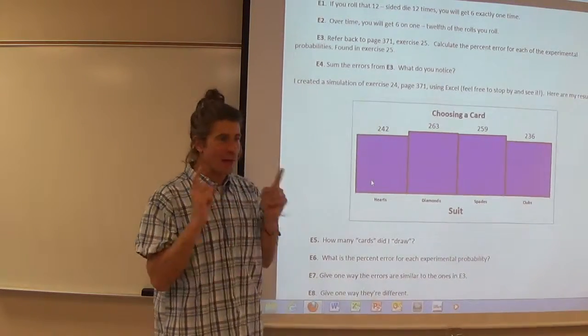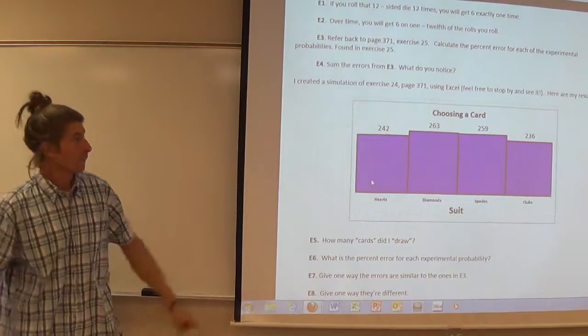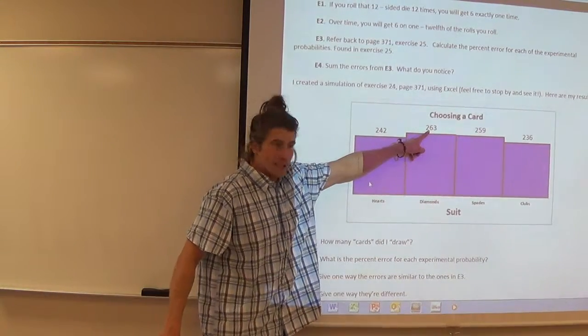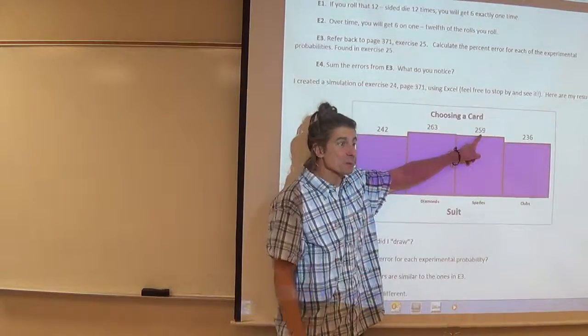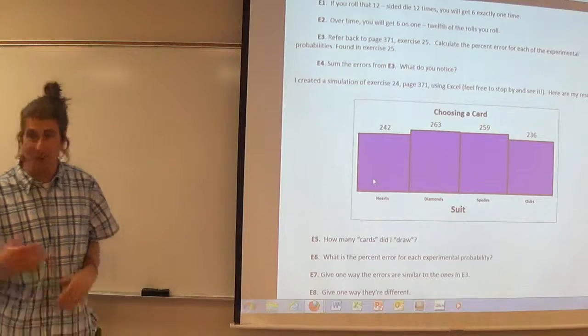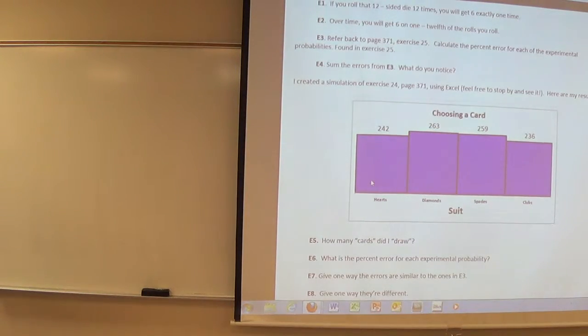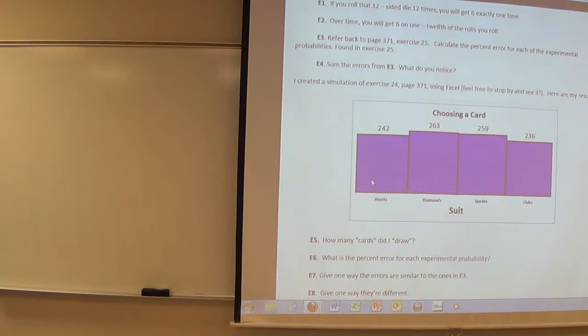But in my experiment, 242 out of 1,000, which is 24.2%, pretty close to 25%. 26.3%, pretty close to 25. Almost 26%, pretty close to 25. And approximately 24%, pretty close to 25. The error is going to be very, very small on these, and it gets even smaller the more cards you pull and look at.